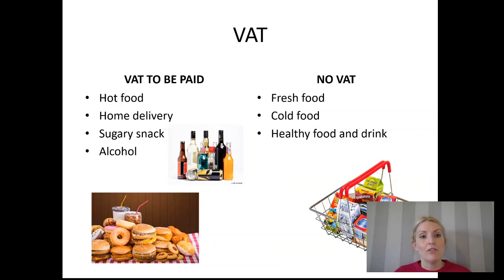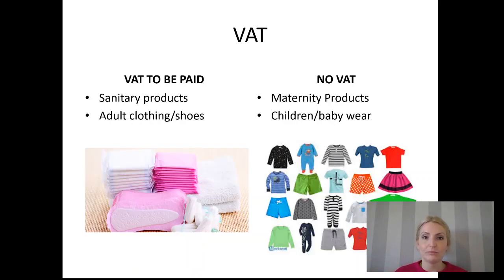So, VAT is to be paid upon things like hot food, home deliveries, sugary snacks, alcohol, all that kind of stuff. Things that are exempt from VAT are fresh food, cold food, healthy food and drink, so they don't have any VAT on. Adults' clothing and shoes, you have to pay VAT on them. Ever gone for a pair of trainers, want them in a size 6? They're so much more expensive than a size 5. That's because they assume that those smaller sizes are for children, so they don't have any VAT, but as soon as it's an adult piece of clothing, then they're subject to VAT.